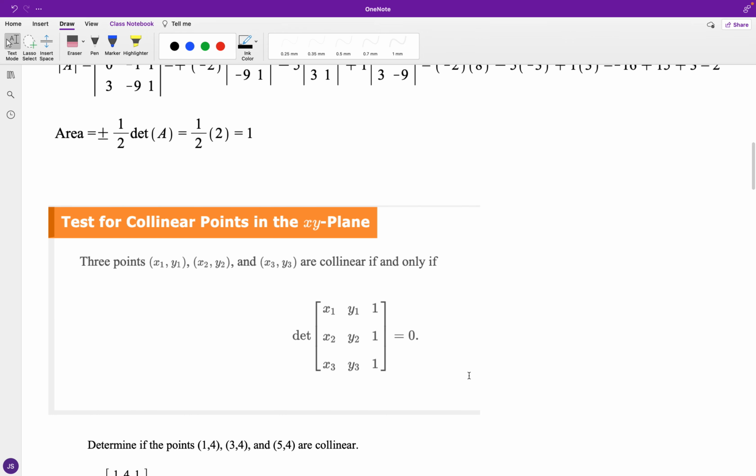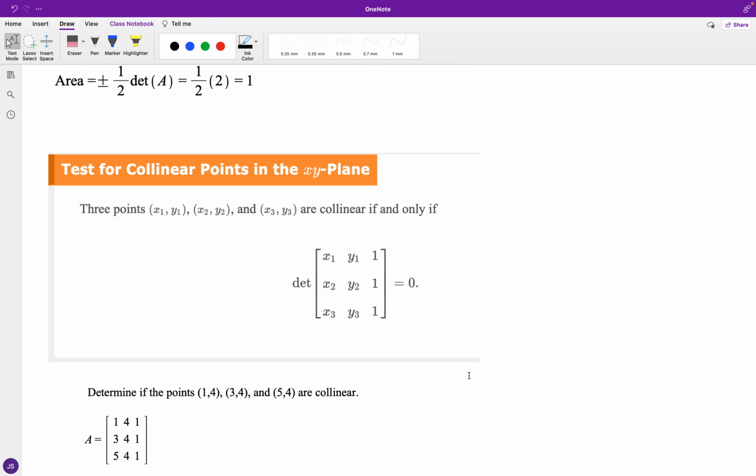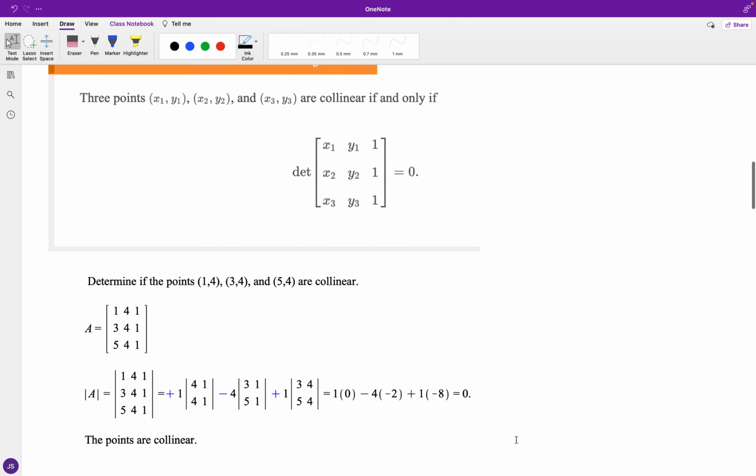Let's say that we have our three points to be (1, 4), (3, 4), and (5, 4). So in the layout, for x1, x2, x3, we have 1, 3, 5. y1, y2, y3 will be exclusively the value 4. And again, the last column consists of 1. Just following through, we have +1, and then the 2 by 2 array set up with 4, 1, 4, 1.